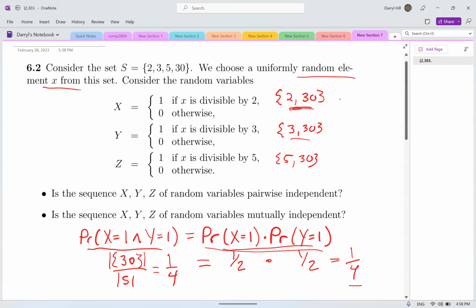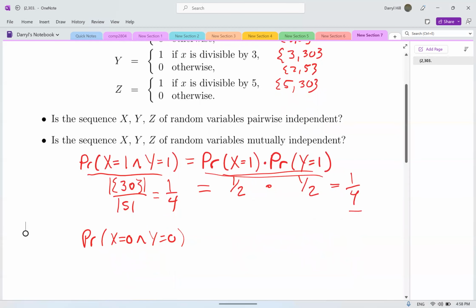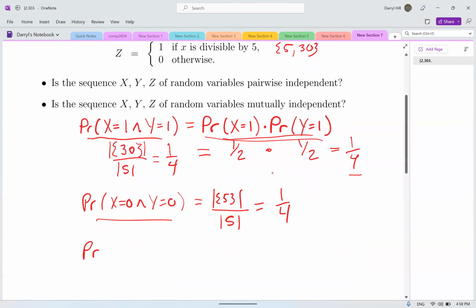All right, so let's actually draw these in now. This is 3 and 5. And this is 2 and 5. So X equal to 0 is 3 and 5, Y equal to 0 is 2 and 5. They have 5 in common. So this is the size of this event over the size of the sample space. It's 1/4. So yeah, this is equal to 1/4, and we'll look at one other example.